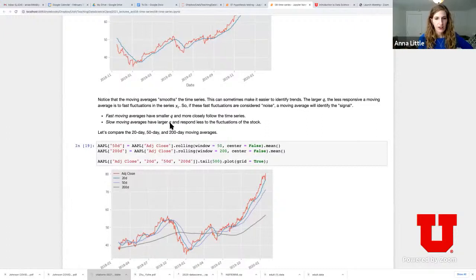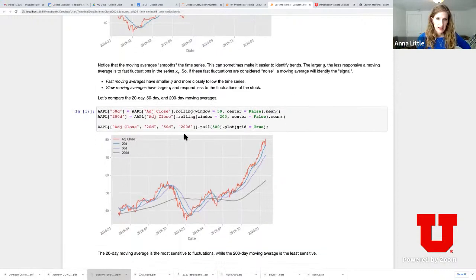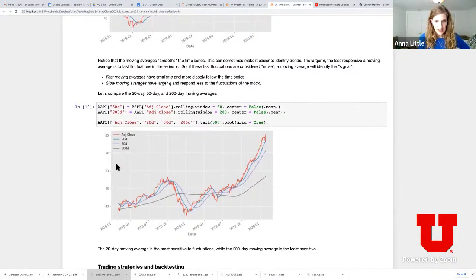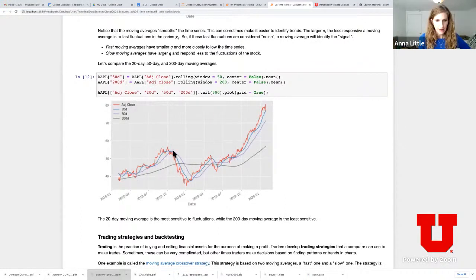So let's take a look so we can visualize the difference between a 20-day, a 50-day, and a 200-day moving average. Here we're going to do the same extraction. We're going to create two more columns with a 50-day and 200-day average, just like we did before. And if we plot these, you can see the noisy data in red, and then the blue curve is the 20-day average, the purple curve is the 50-day average, and the gray curve is a 200-day average.